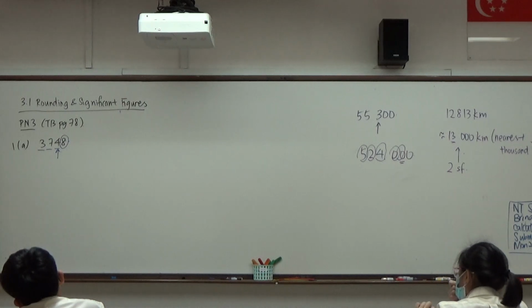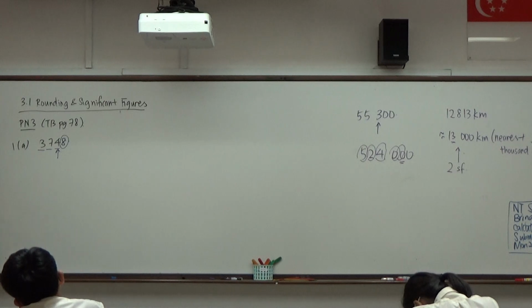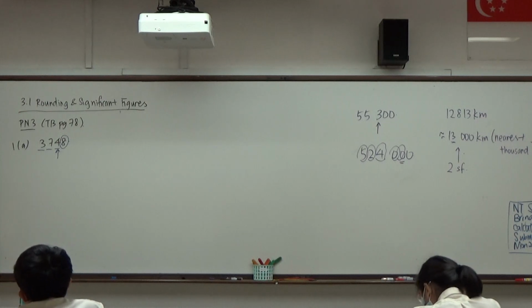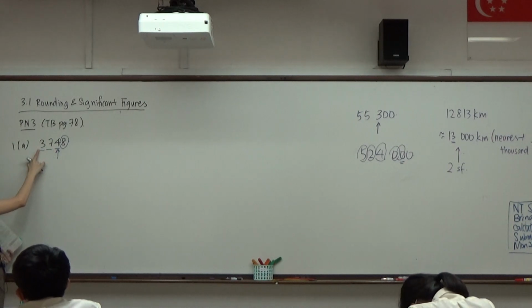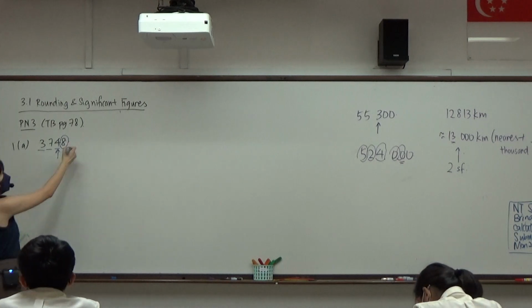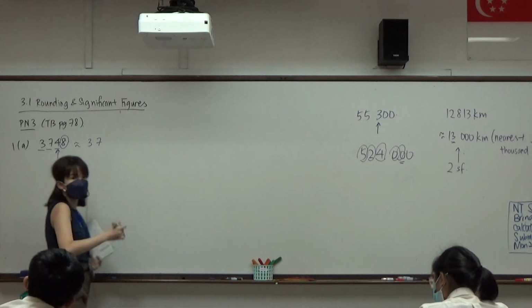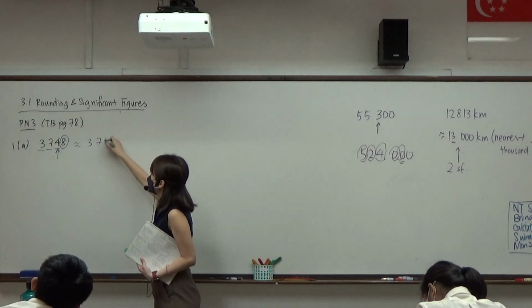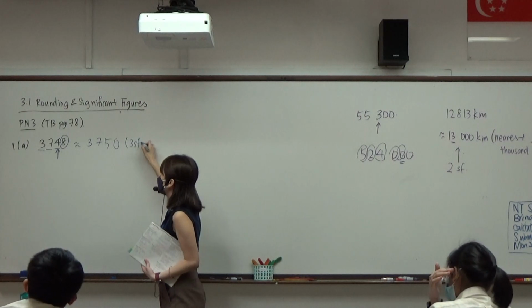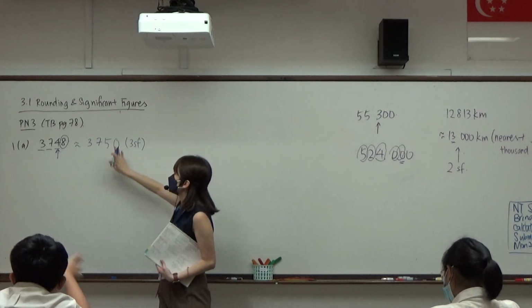Up. So if I round up, can you tell me what the answer would be? I'm rounding up. I want to round off to 3 significant figures. This is my first, second, and third. Round up will become 3, then 3, 7, 5. We need a 0? Yes, very good. So this will make 3 significant figures.